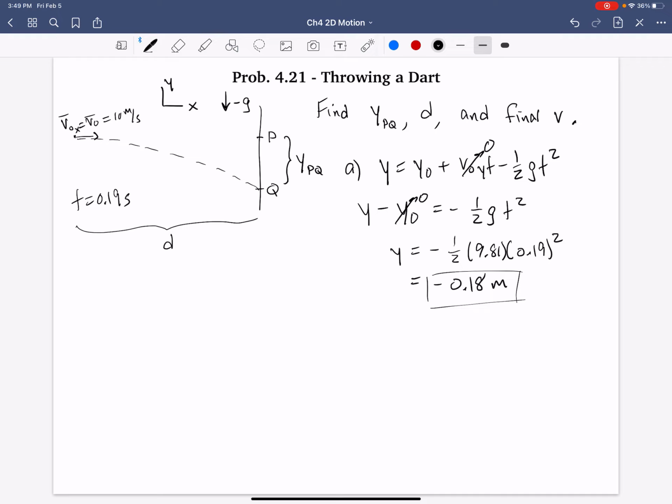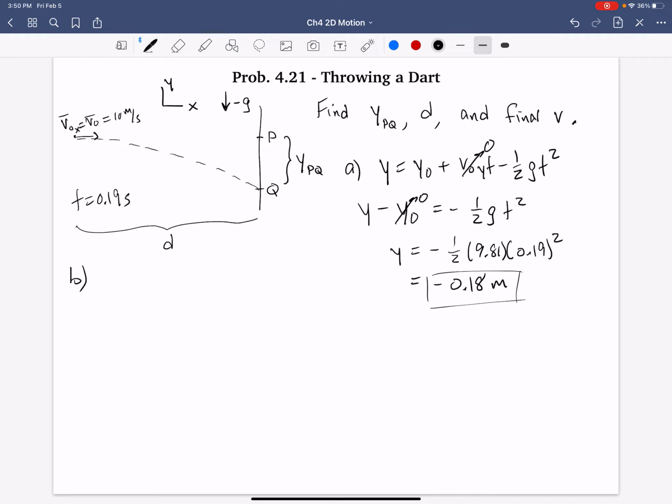Put a box around it. Part B, or rather the horizontal distance d. The strategy here is to realize that the horizontal component of the dart's speed will not change. So in other words, it'll continue at 10 meters per second horizontally until it strikes the dartboard after passing a distance d, assuming, of course, that it's traveling fast enough to do that, which it is.